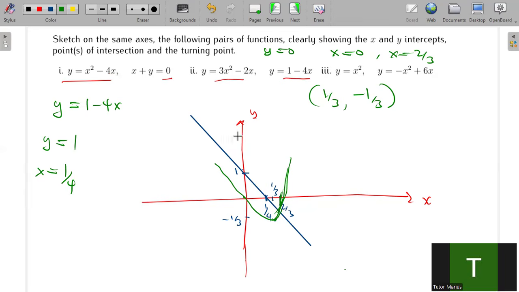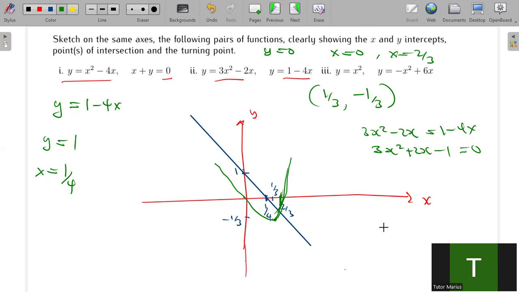Okay, then you can find the point of intersection. That is equating my y to there. So you're going to have 3x squared minus 2x equal to 1 minus 4x. Bring everything to the left side. I have 3x squared minus 2x, that will be positive, so we'll get positive 2x and then minus 1 equal to 0. Then you can solve for this.